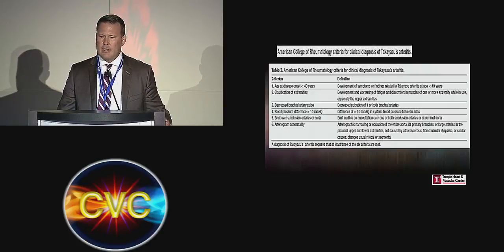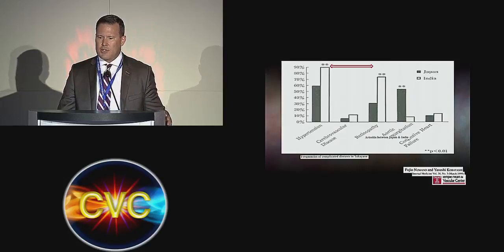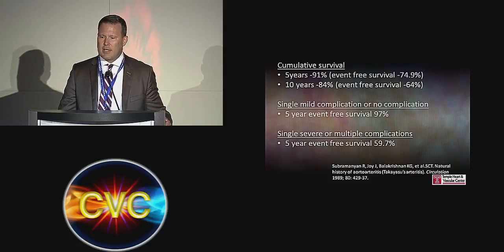This is the most commonly recognized, the American College of Rheumatology, based off of a number of different criteria. And it's interesting, once again, that these presentations can be variable amongst different races. You can see that in Japan, there's less prevalence of hypertension associated with this disease, as opposed to in India, where there's a much higher association of hypertension.